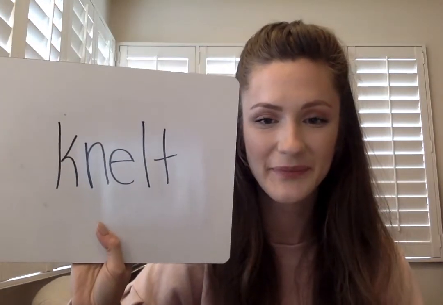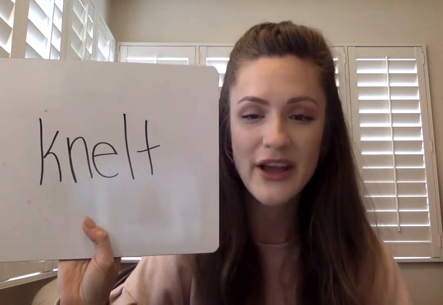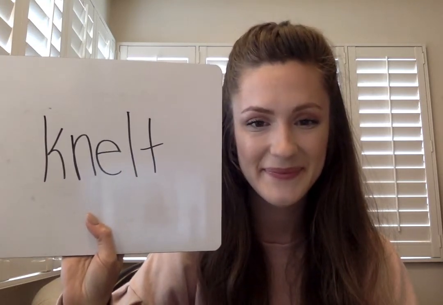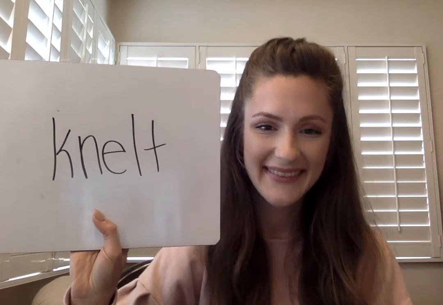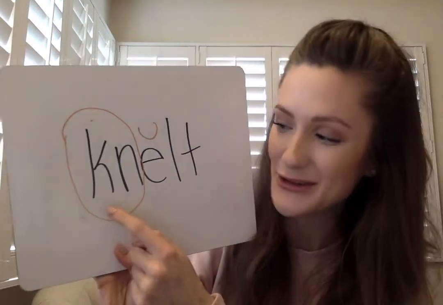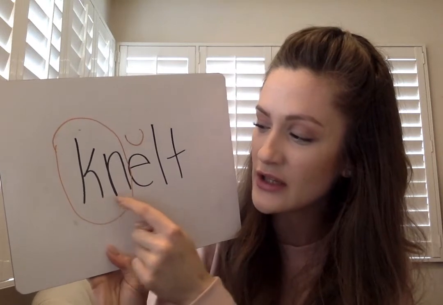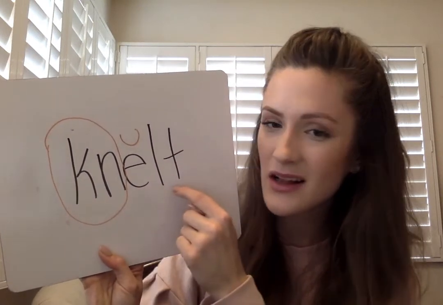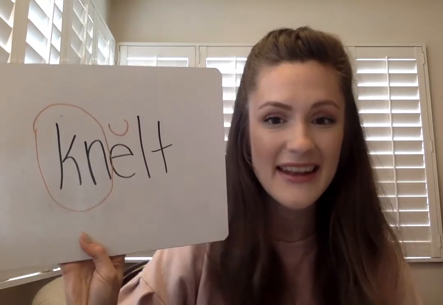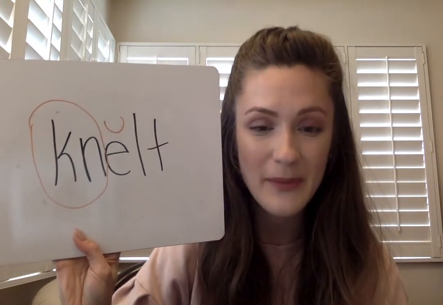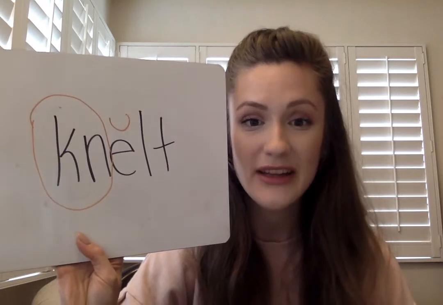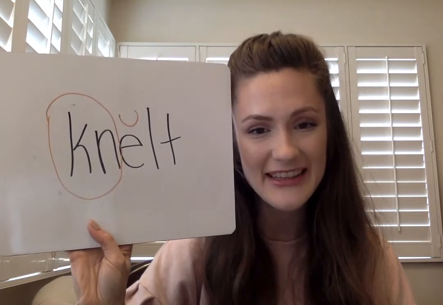Here's your new word. Go ahead and write this one down and circle the special sound. All right, you should have circled this. Did you circle the KN? Yes, that's a special sound. N, and this E says eh, so N, E, L, T, knelt. I knelt on the floor to pick up my clothes. Knelt. Go ahead and use the word knelt in a sentence.